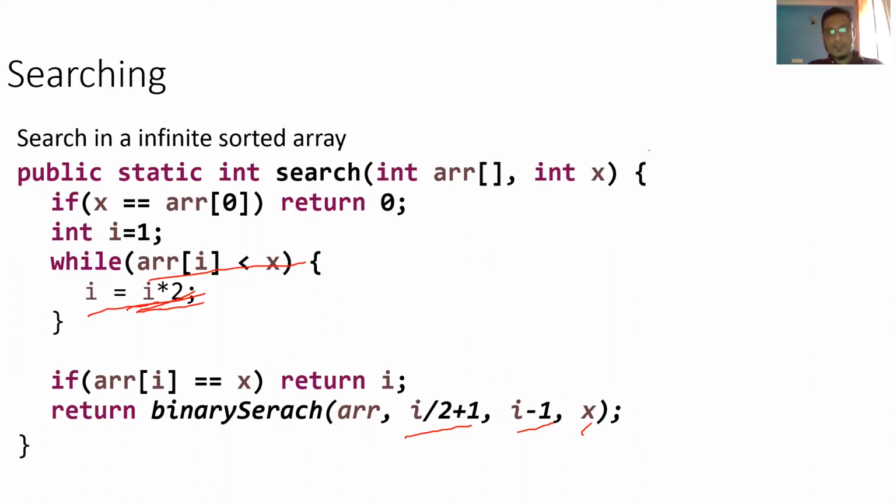So instead of me explaining, can you just go through it? Let me know if you don't understand. So I'm going to search for an element in an infinite sorted array. Let me erase this.